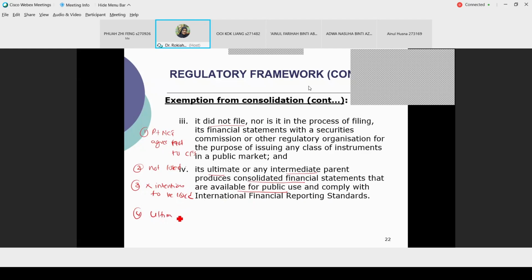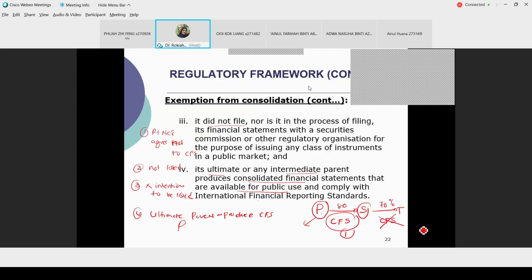So the ultimate parent already produces consolidated financial statements. Like this example here, P has control over S with 80%, and then S has control over T, like the one that you had previously, 70%. So in this case, P is a parent, and S is also a parent to T. Suppose that S also needs to prepare a consolidated financial statement, and P is also going to prepare one. Since S is a subsidiary of P, and P also has indirect control over T, P here is considered the ultimate parent. So we only need to prepare one consolidated financial statement, only this one.